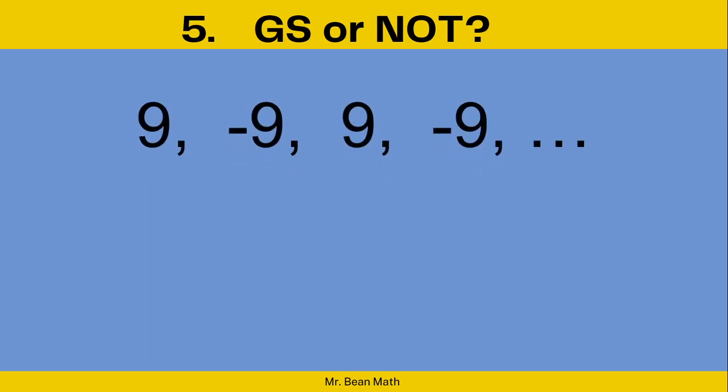For number 5, the given are 9, negative 9, 9, negative 9, and so on. Obviously, lahat sila will result to negative 1. Negative 9 divided by 9 is negative 1. 9 divided by negative 9 is negative 1. And negative 9 divided by 9 is equal to negative 1. Therefore, the answer is GS because the sequence has a common ratio of -1.